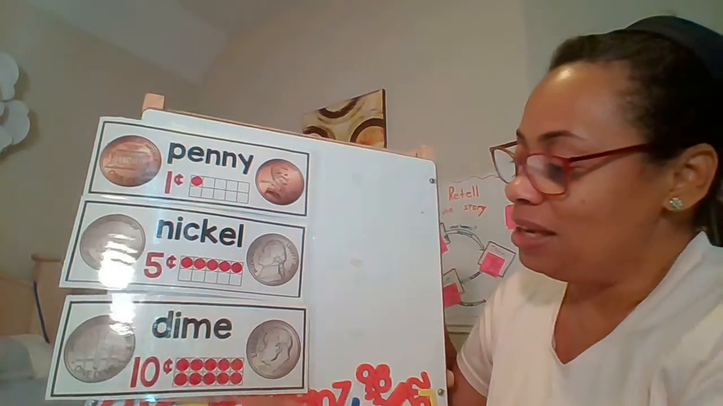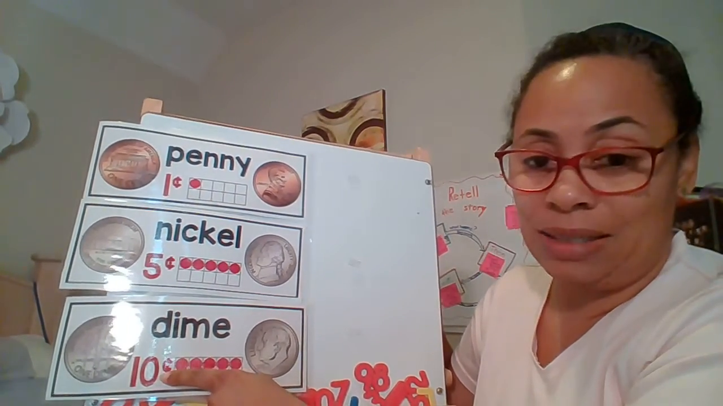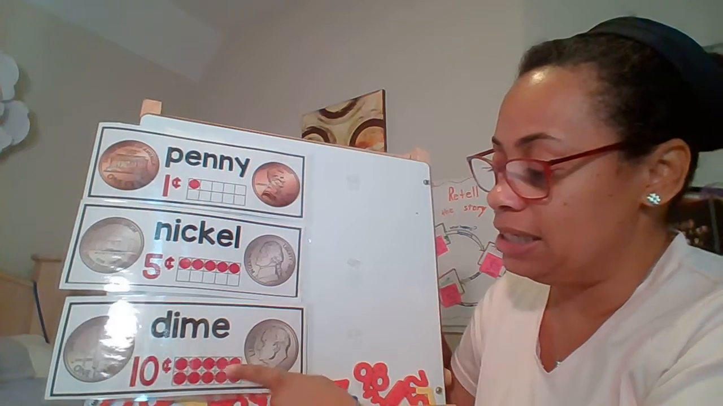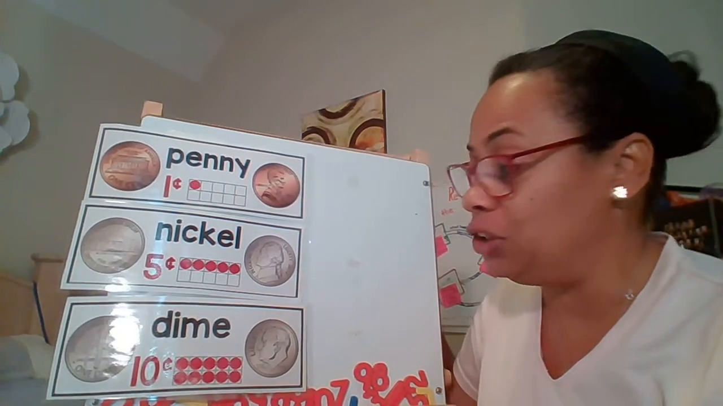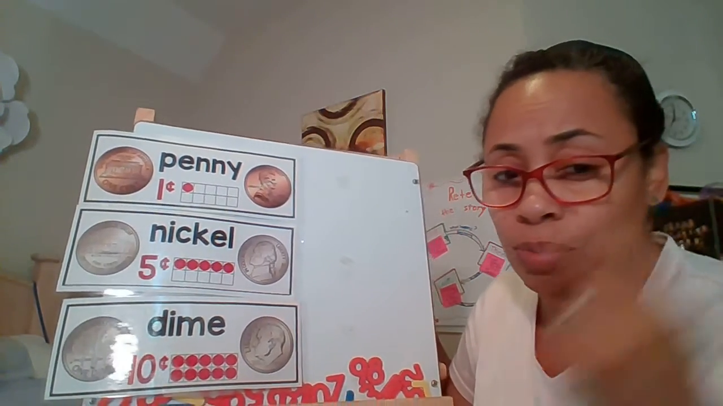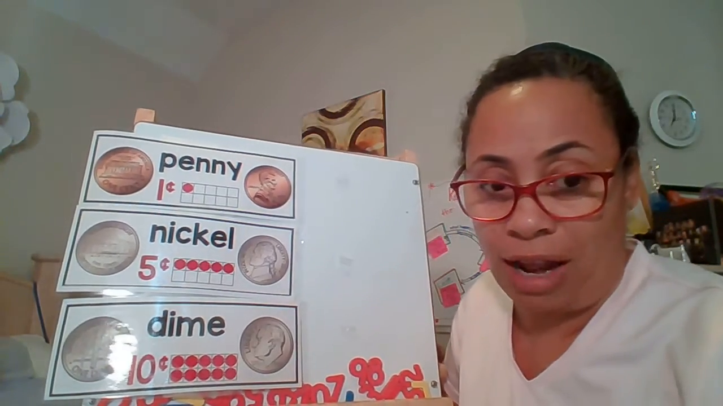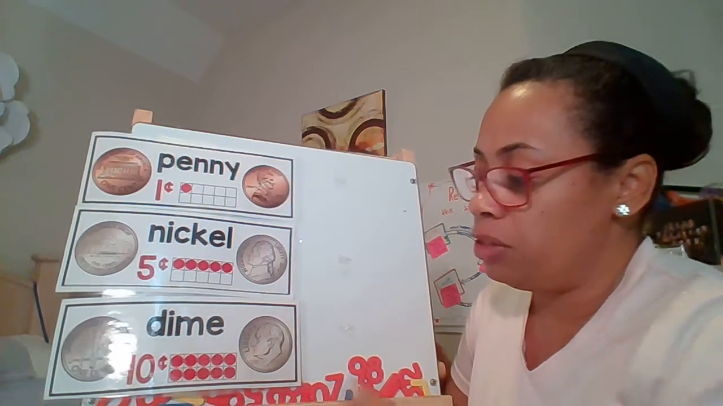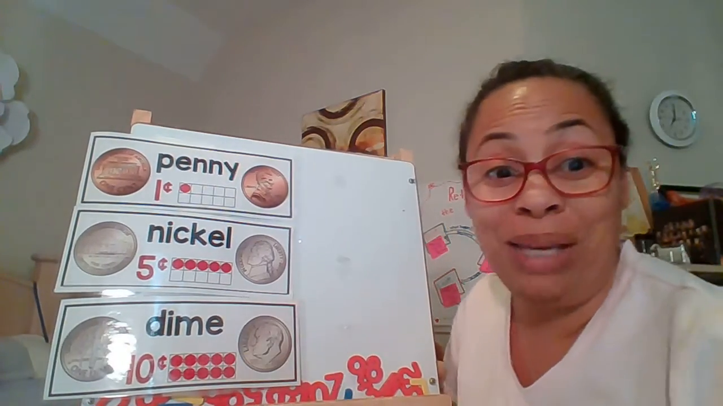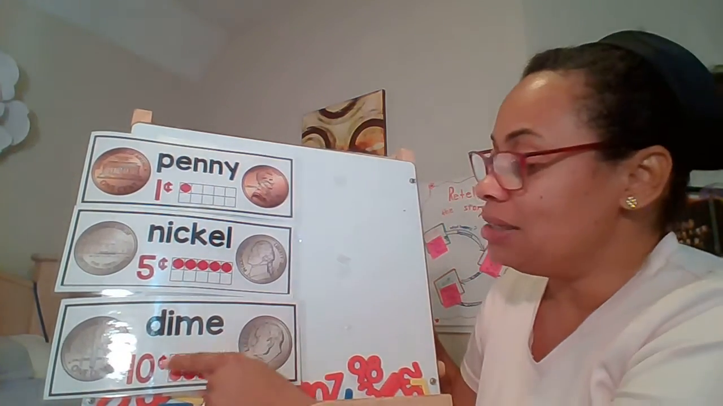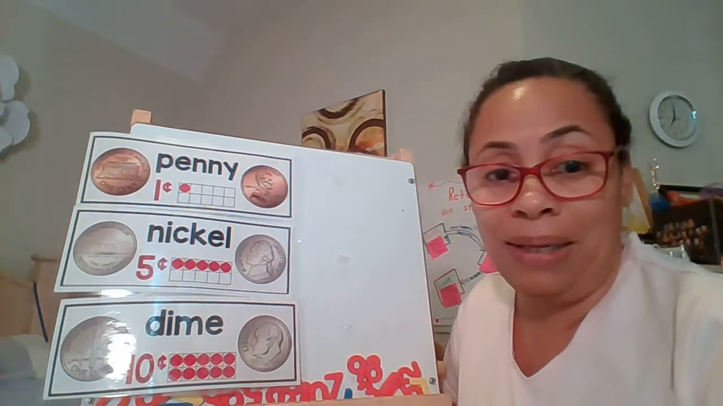So the dimes are worth 10 cents. And as you can see here, there's 10 dots on the 10 frame. That 10 frame is full. And that's just showing you in your brain, you can remember a dime is going to be a full 10 frame. And if you were going to put something on those 10 frames, you would put pennies. Do you know why? Because 10 cents is the same as 10 pennies.